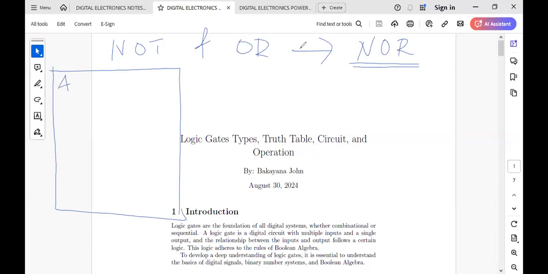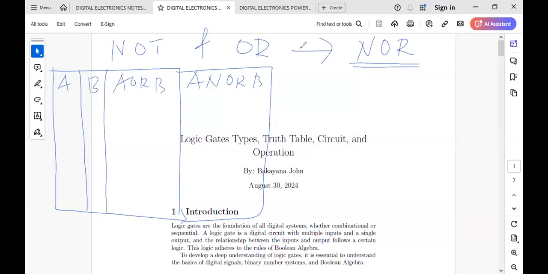If I have two inputs, A and B, then I have A OR B, then A NOR B. The N in this means it will invert the result of OR. If OR is 0 and you put N, it makes it 1. If OR is 1 and then you put N, it makes it the opposite. So let us see what happens now.